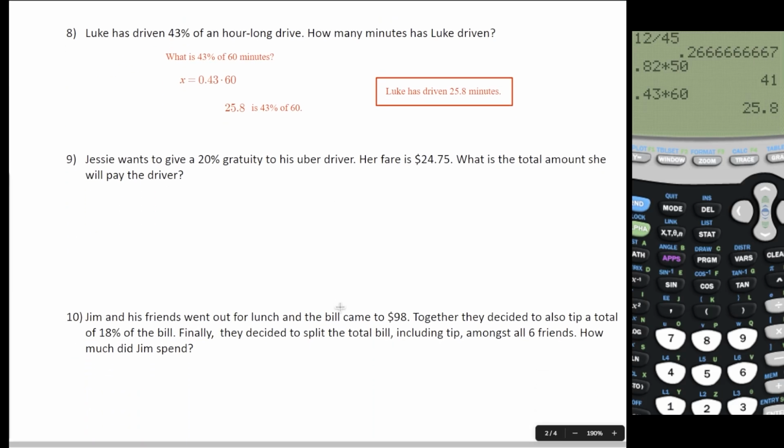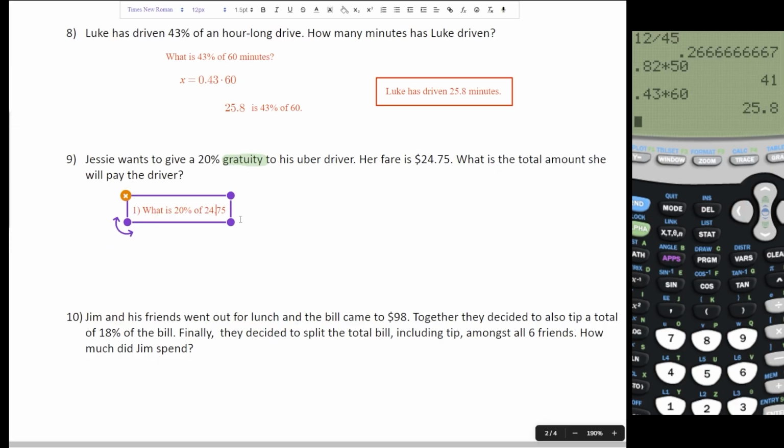Number 9 says Jesse wants to give a 20% gratuity to his Uber driver. Her fare is $24.75. What is the total amount she will pay the driver? So first, we want to answer the question, what is 20% of $24.75? And that's going to figure out her tip. And that's really all gratuity means. If you ever see the word gratuity, it just means tip.